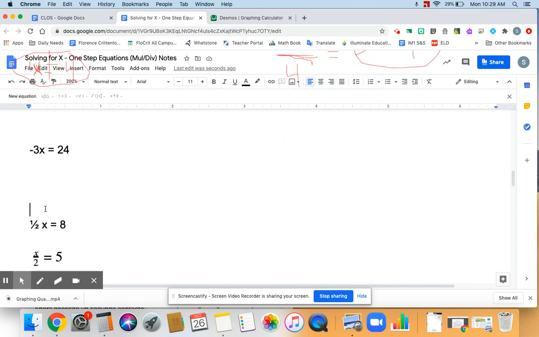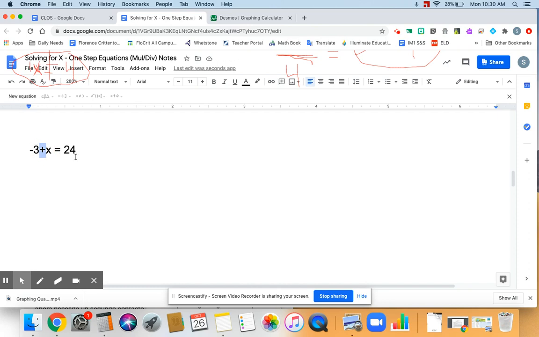With this one, what happens a lot is people see the negative and think, oh, it's minus, I should add it. And that's only sort of true. That would be true if I had -3 plus x, because now they're separate things separated by a plus sign that you can add over.